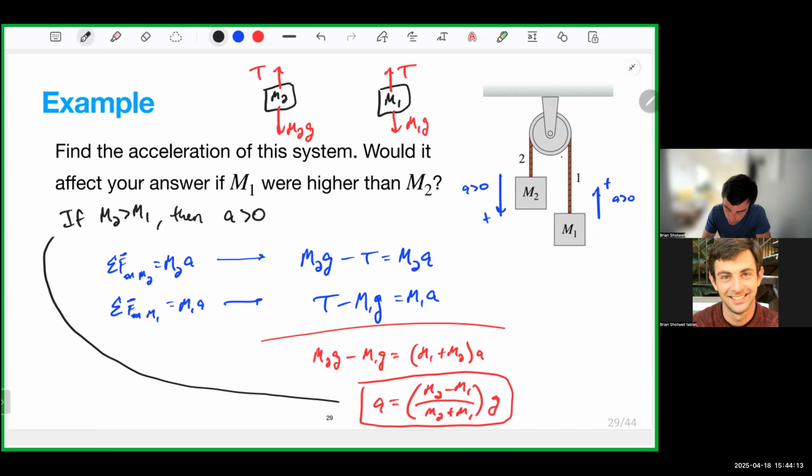But notice how it didn't actually matter where M1 was, right? The fact that M1 was lower than M2 didn't matter. M2 is still going to go down and M1 is still going to go up if M2 is bigger than M1. And that's true whether the masses were like that or if they were like this.